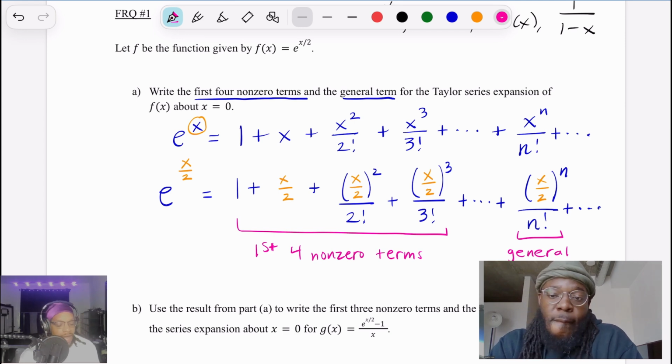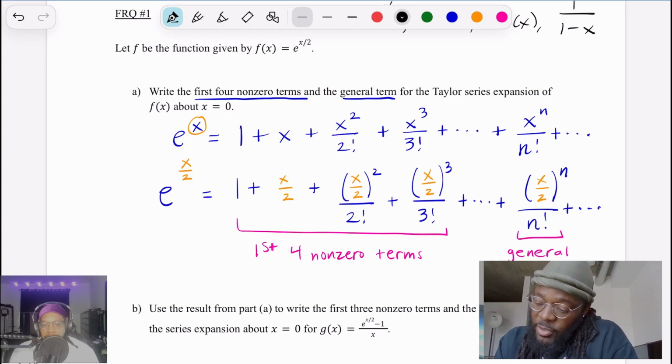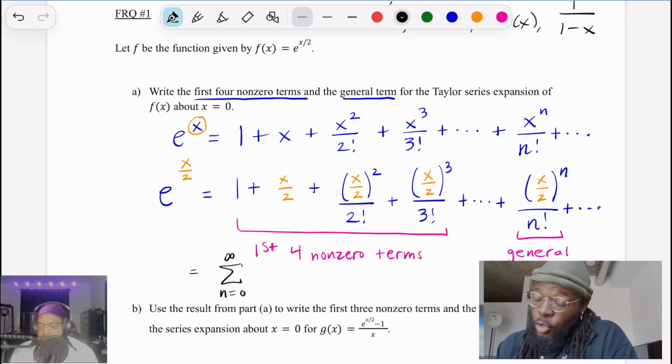The only thing that they added, they said that all that was equal to the sum from n equals 0 to infinity of x to the n over 2 to the n times n factorial. That's kind of writing it more in sigma notation. So if you want to write all these terms in sigma notation, you could write it as the sum starting from n equals 0 to infinity. And then you could simplify the expressions on the inside.